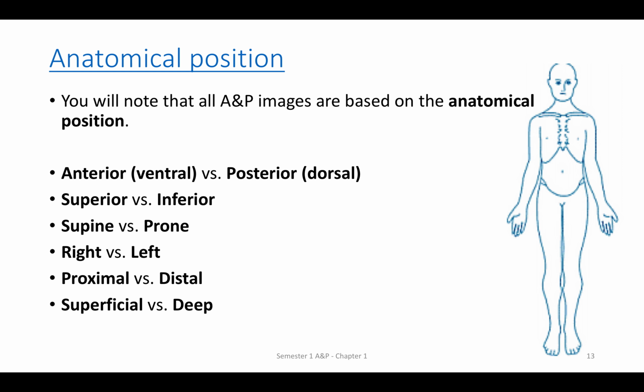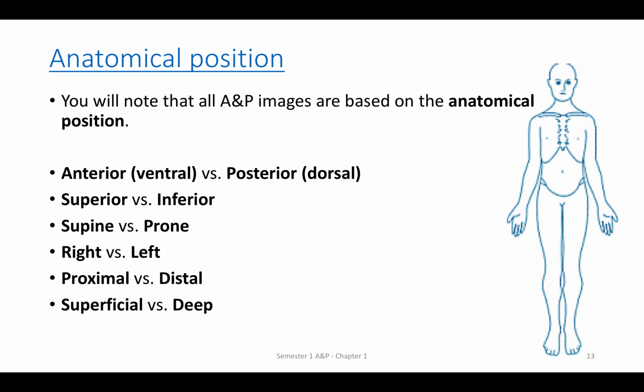You have anterior, or ventral, which is referring to the front of your body, and posterior and dorsal, which is referring to the back. You have superior, which is referring to the upper portion of our body or above, and inferior, which means below or towards the bottom of our body. If a person is in supine position, they're laying on their back. If they're in prone position, they're laying on their stomach.